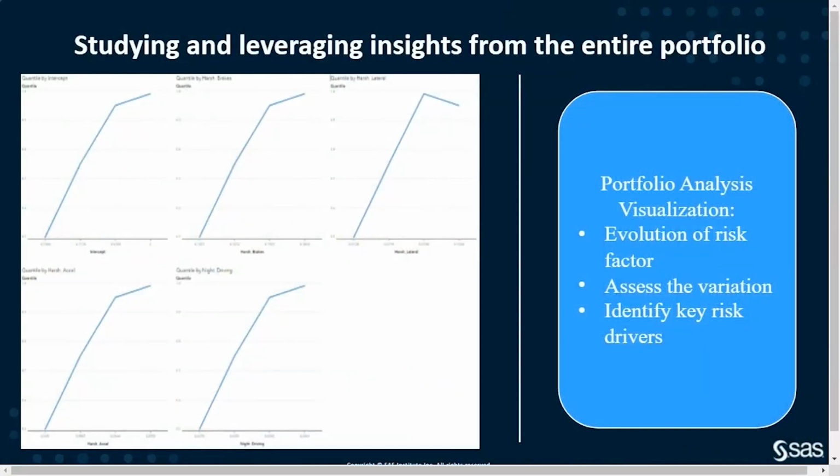Some of the usefulness of quantile regression are the possibility of observing the evolution, the variation, and identifying key drivers. Quantile regression analysis and relative results enable a comprehensive understanding of the risk factor dynamics. It highlights variation between them and reveals the key drivers behind high-cost claims, ultimately guiding informed strategic decisions.